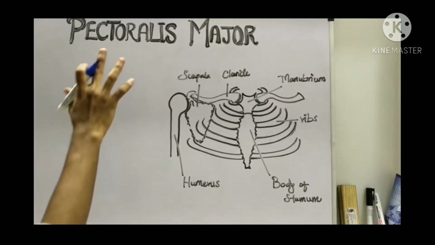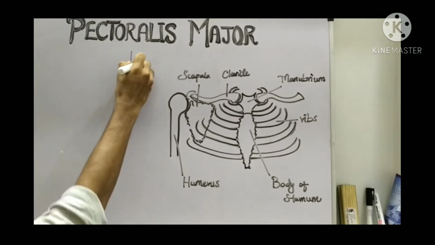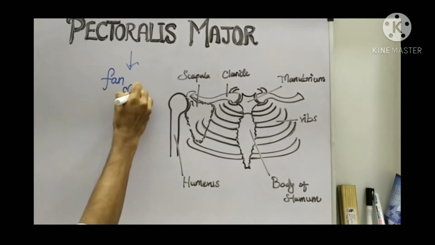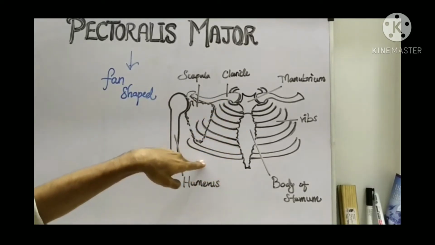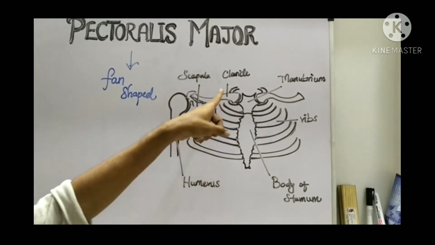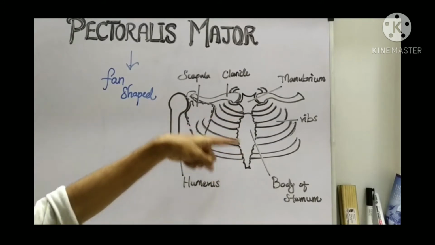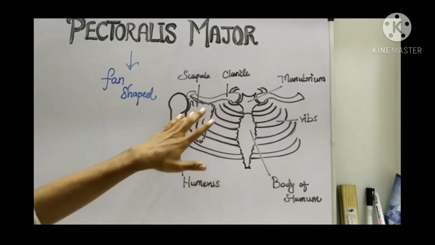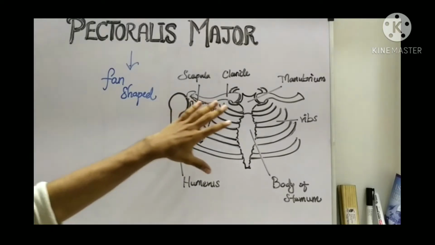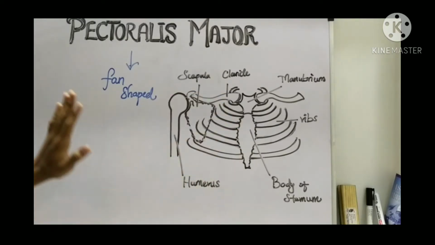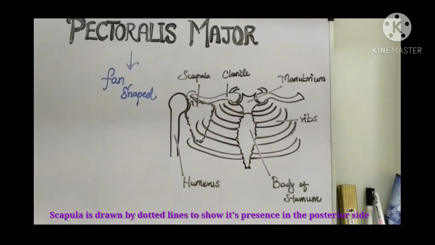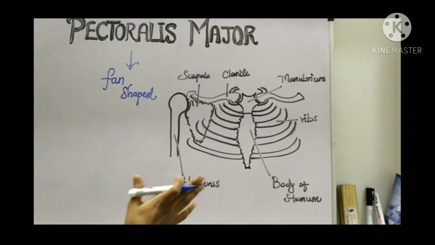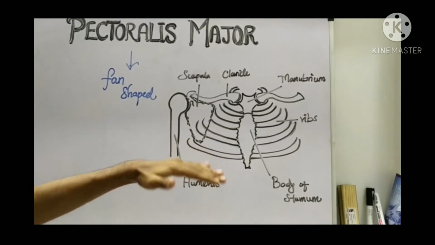So guys, the pectoralis major is a large fan-shaped muscle present in our thorax region. Here you can see the skeleton of the thorax, that is the bones present in our chest region: the clavicle, right and left, and in the middle the sternum and the ribs, and the scapula and the upper part of the humerus. Most of the upper part is covered by the pectoralis major muscle, and in females the mammary glands lie superficial to this muscle, hence it forms a bed-like structure for the mammary glands.